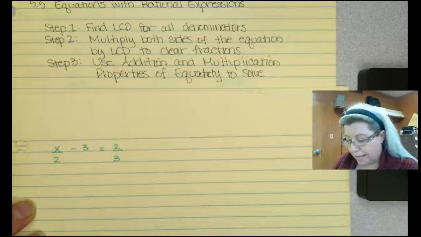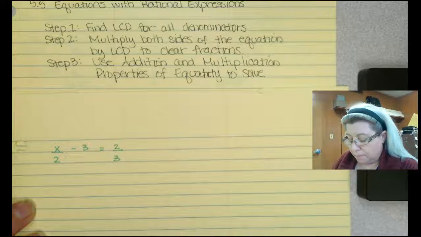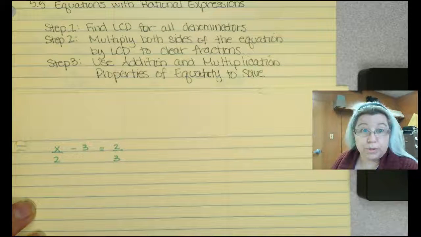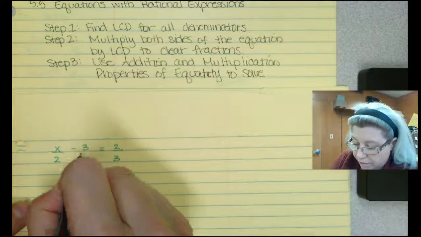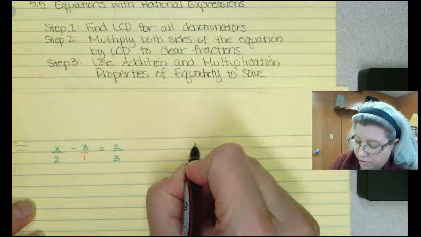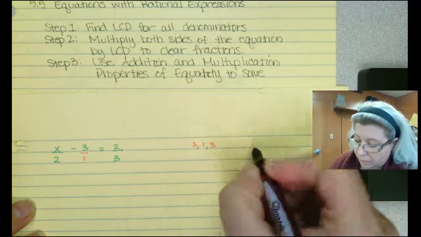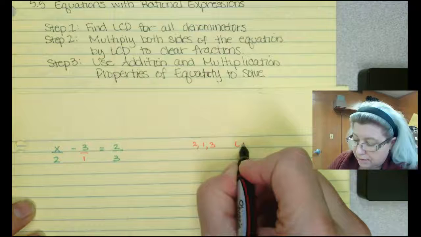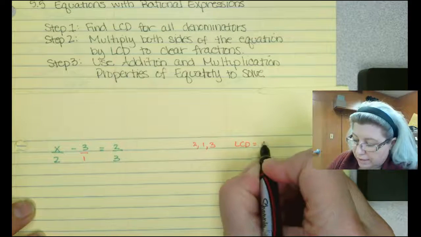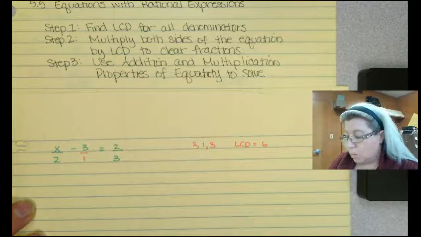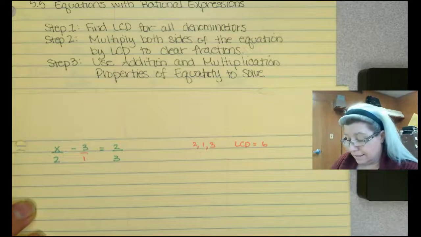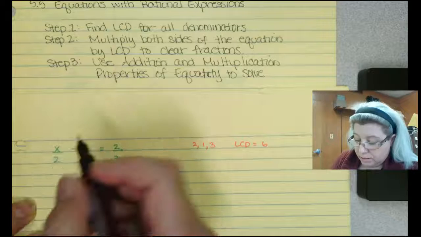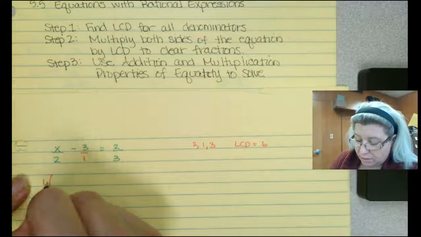Let's take a problem like x over 2 minus 3 equals 2/3. First step, let's find the LCD of all the denominators. The denominators are 2, 1, and 3. Therefore, the LCD will be 6. Now we're going to multiply both sides of the equation by 6.